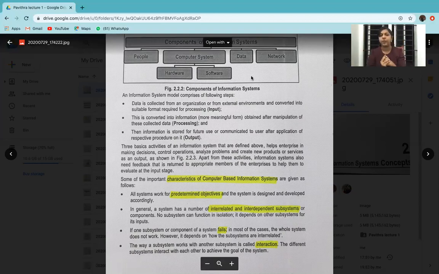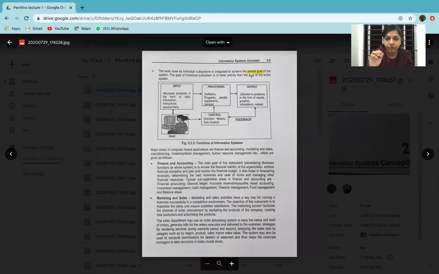Let us see it again. One is the predetermined objective, and the second is the interrelated and interdependent subsystems. If one system is going to fail, it is going to affect the entire system, and they all work for the central goal. The objective of the central system, that is the suprasystem, is much more important than the objective of the subsystems. These are the characteristics of a computer-based information system.